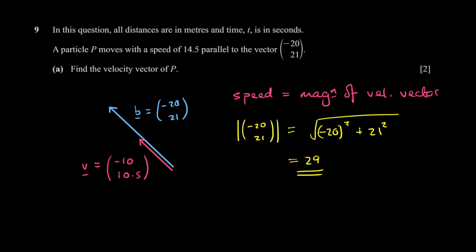Okay, so sorry to labor that. It's a slightly long explanation for just 2 marks, but I often get asked this question. The key thing for you to understand is that speed is the magnitude of the velocity vector. And so for you to find your velocity vector, what you need to have is the correct direction, but also the correct magnitude.